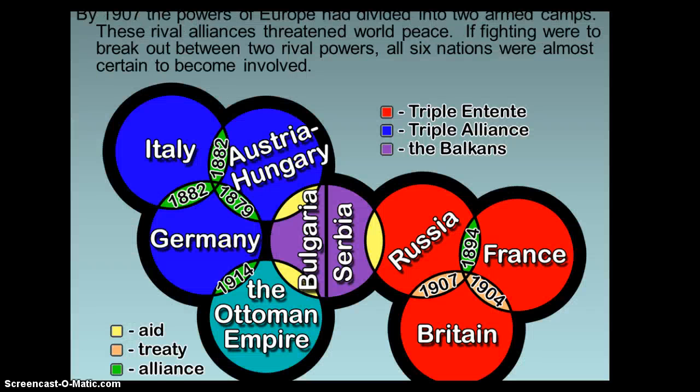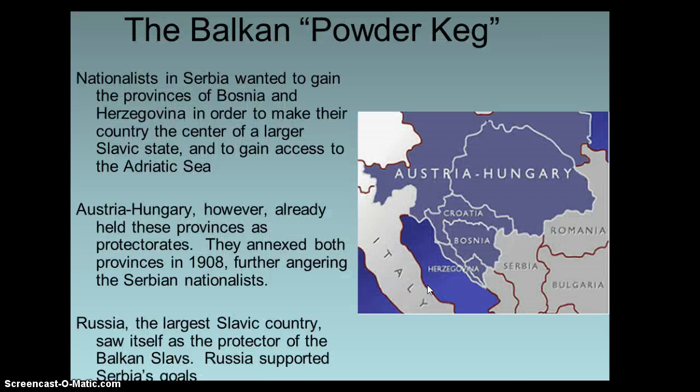This is just showing the alliance system. It says by 1907 the powers of Europe had divided into two armed camps, and they threatened world peace, because if any two go to war with each other, it drags in the others. Okay? The Balkan powder keg.